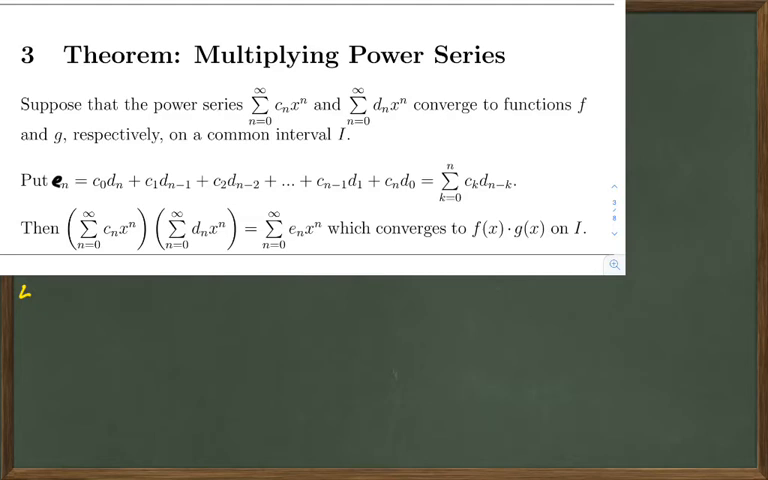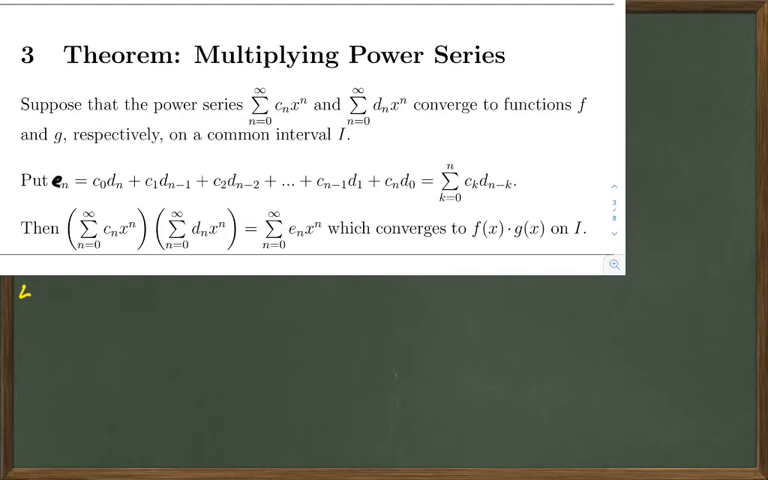Suppose that the power series sum n equals 0 to infinity c sub n x to the n and the sum n equals 0 to infinity d sub n x to the n converge to functions f and g respectively on a common interval I. Put e sub n to be equal to c naught d sub n plus c1 d sub n minus 1 plus c2 d sub n minus 2 plus dot dot dot c sub n minus 1 d sub 1 plus c sub n d naught.